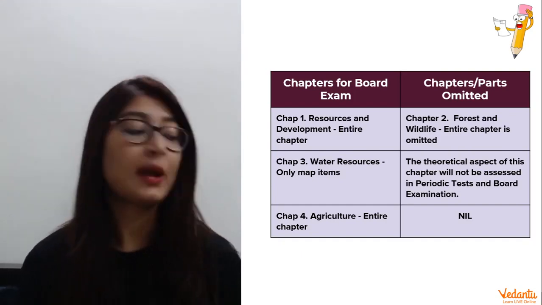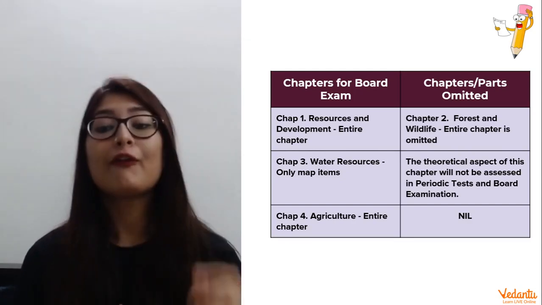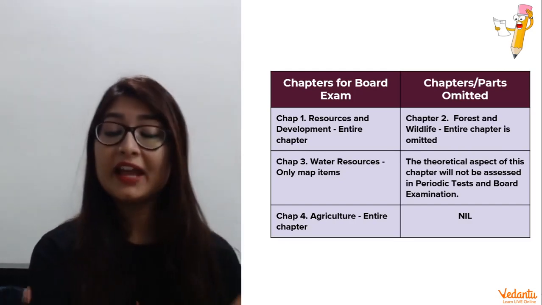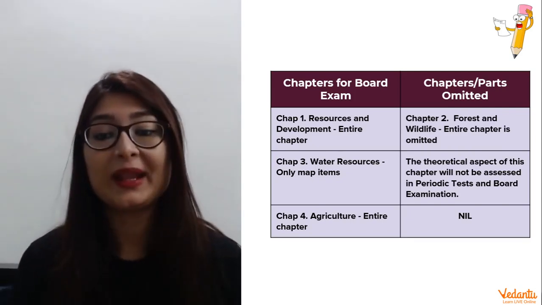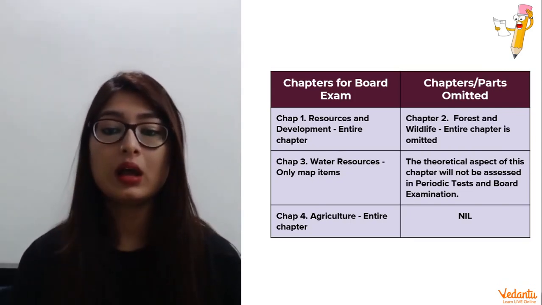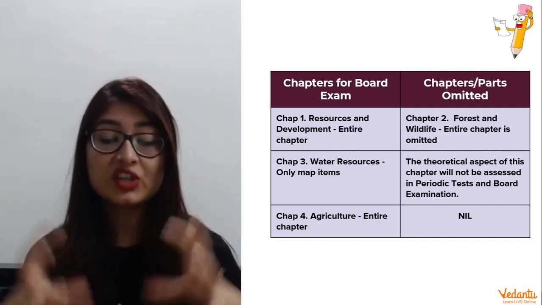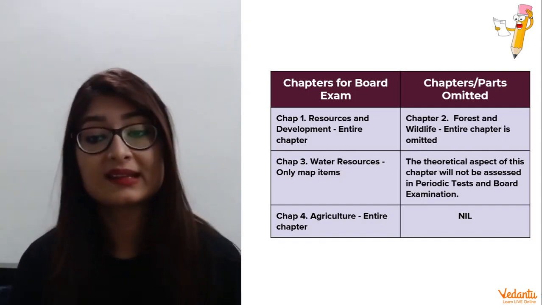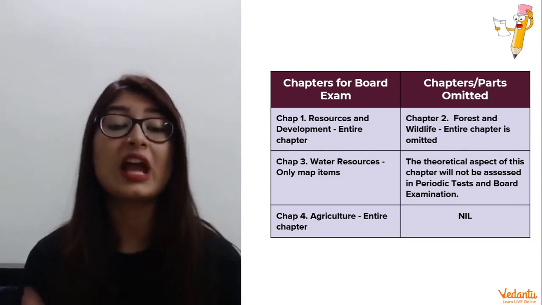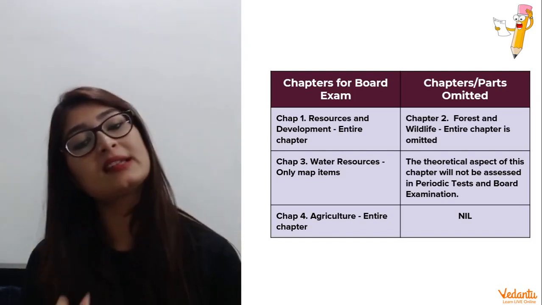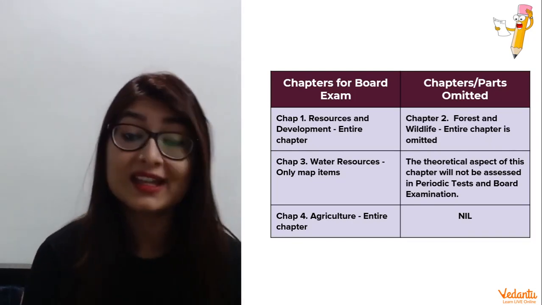Agriculture, the entire chapter has to be prepared. For forest and wildlife, the entire chapter has been taken out from our syllabus. So the theoretical aspects of this chapter also will not be assessed in any periodic test or board examination. This is for chapter number 3.